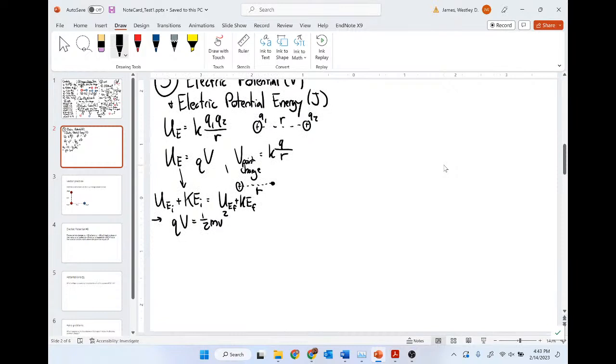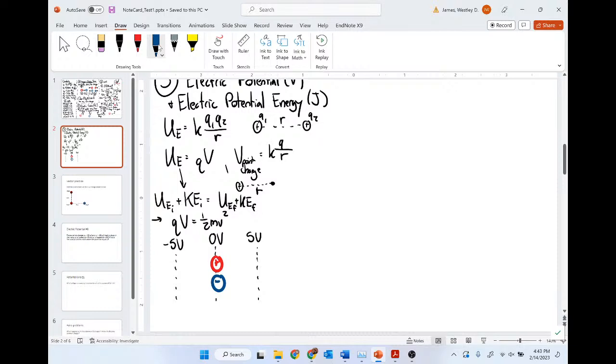We said that things want to go to lower energy. So I gave you all a hypothetical problem. I said, hey, here's 0 volts. Here's 5 volts. Here's negative 5 volts. And I said, hey, which way is a proton going to move? Which way is an electron going to move? Remember, everything wants to go to lower energy.